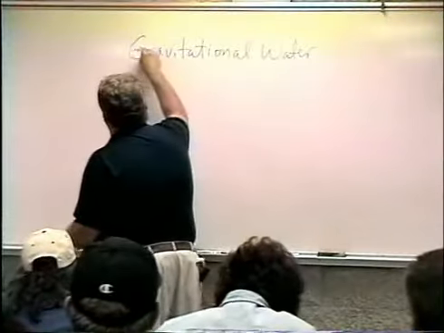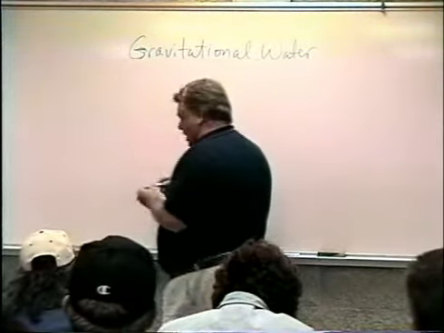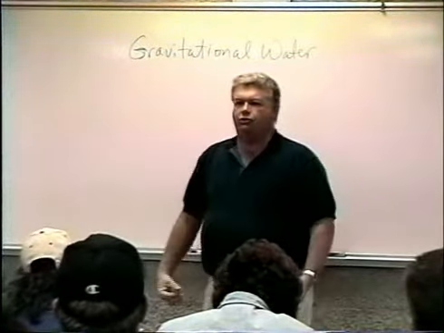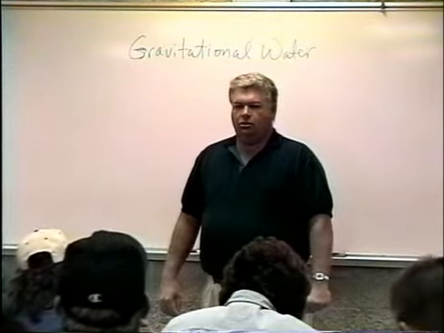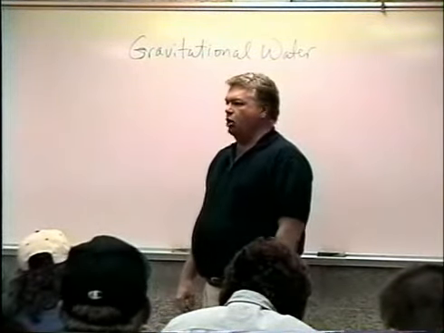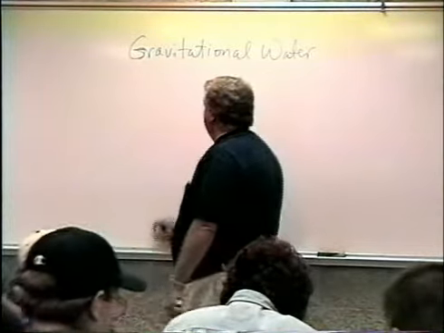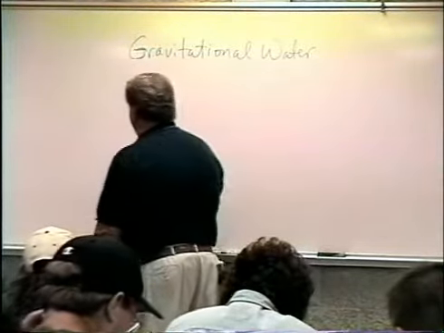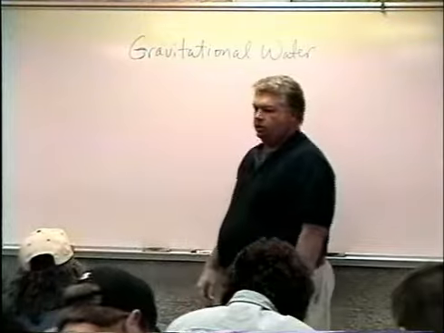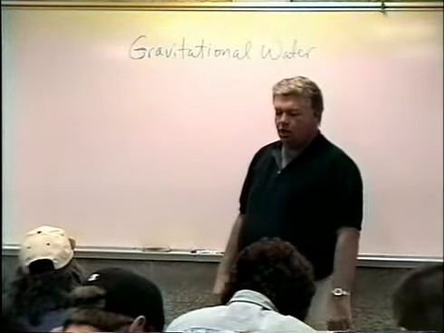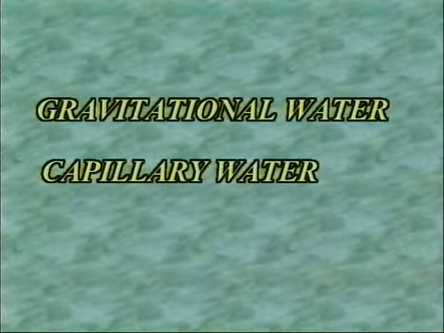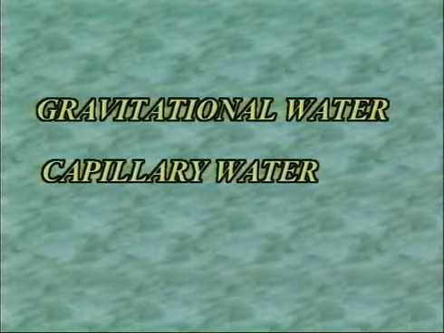Now, gravitational water is that water that is pulled down through the root zone by gravity. So it doesn't take a lot of energy to get this water moving, and it's simply being pulled down by the gravitational pull on everything that's on the surface of the earth. There's also another kind of water called capillary water. Capillary water is water that moves sideways.